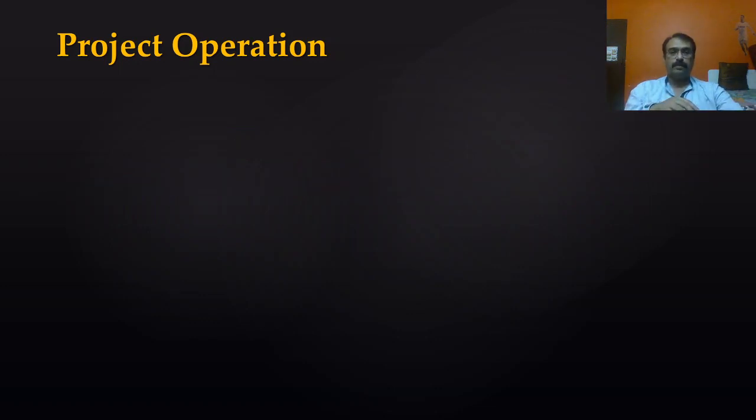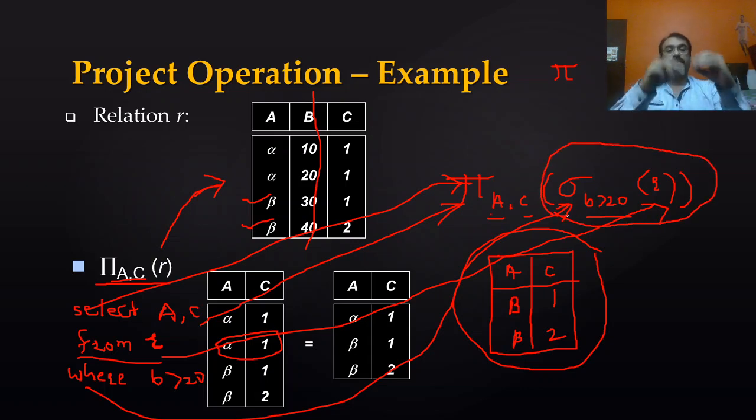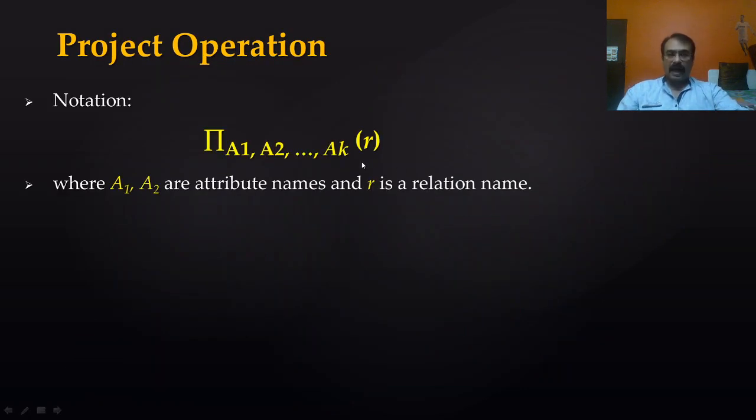Means in the previous case, what has happened? This particular relational algebra expression has created one relation, and from it we are projecting the output. So in the formal definition, this R is actually the input relation or the intermediate created relation. Both can be there.